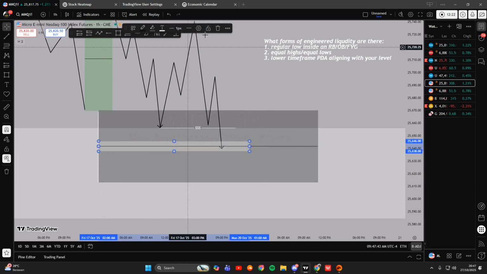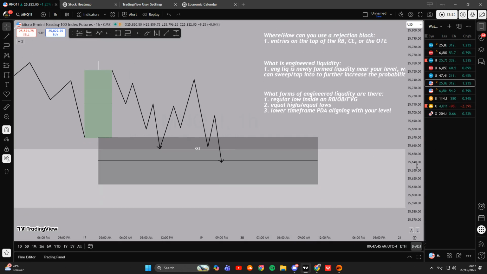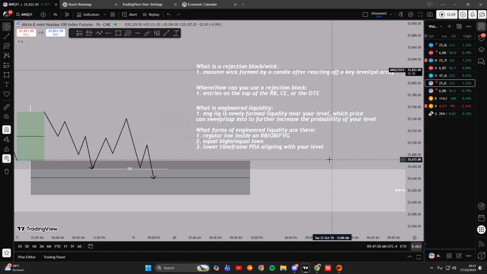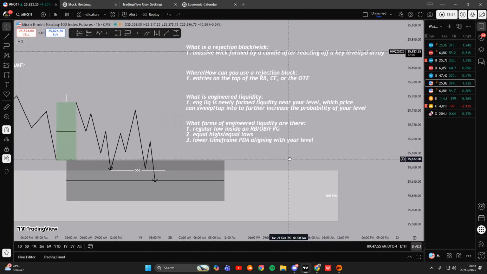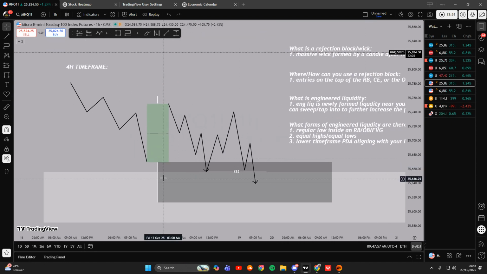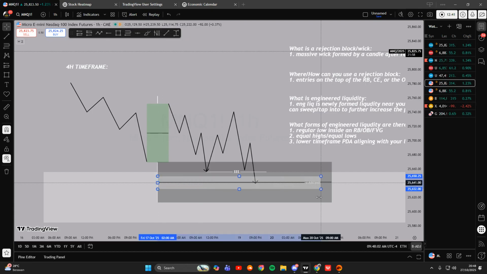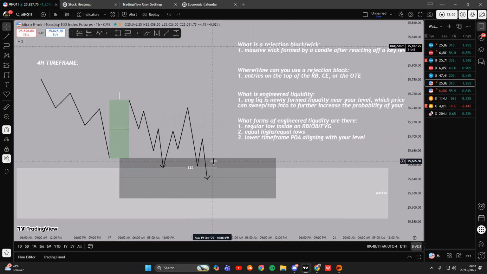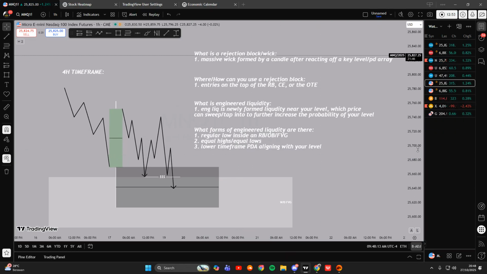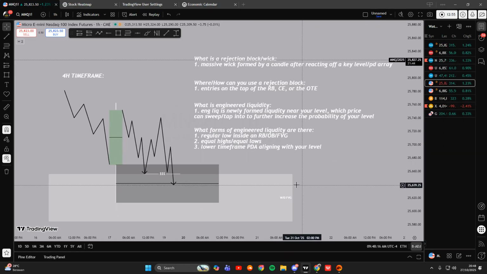PD array, but I suggest using time frame alignment. If you don't know what time frame alignment is, you can watch T Trade's video on that, or search up any ICT video explaining time frame alignment. So let's say 4 hour time frame, you scale down to the 15-minute time frame. Look for a PD array there. You can even scale down more, into the 5 minute time frame, 1 minute time frame, and just stack PD arrays. Yeah, that's pretty much an explanation about rejection blocks.